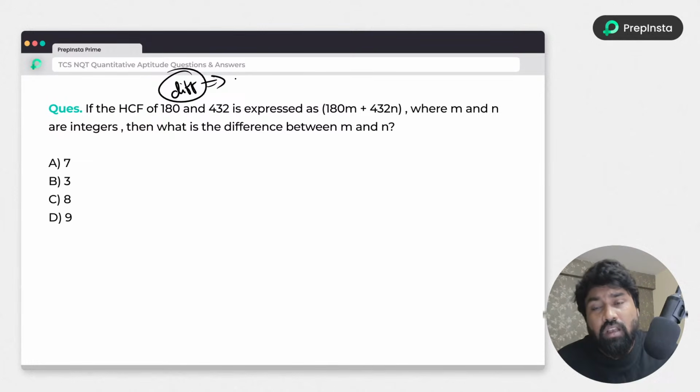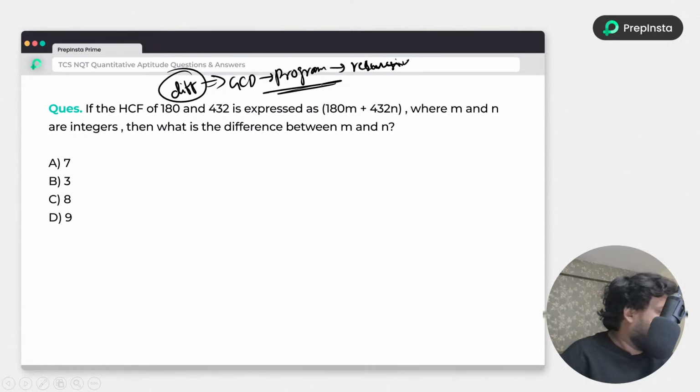Why? Because how many of you know finding GCD through programming? And this concept we have used in recursion. In the recursion concept, you will use the difference method.